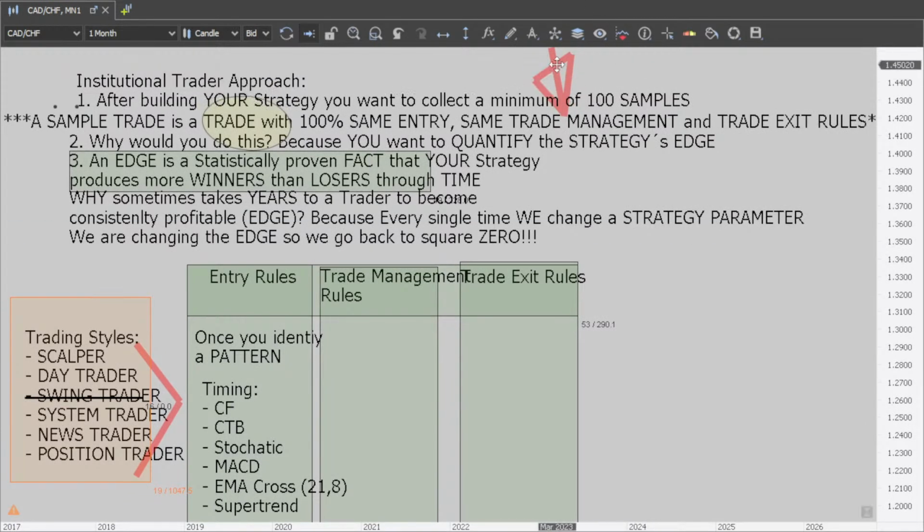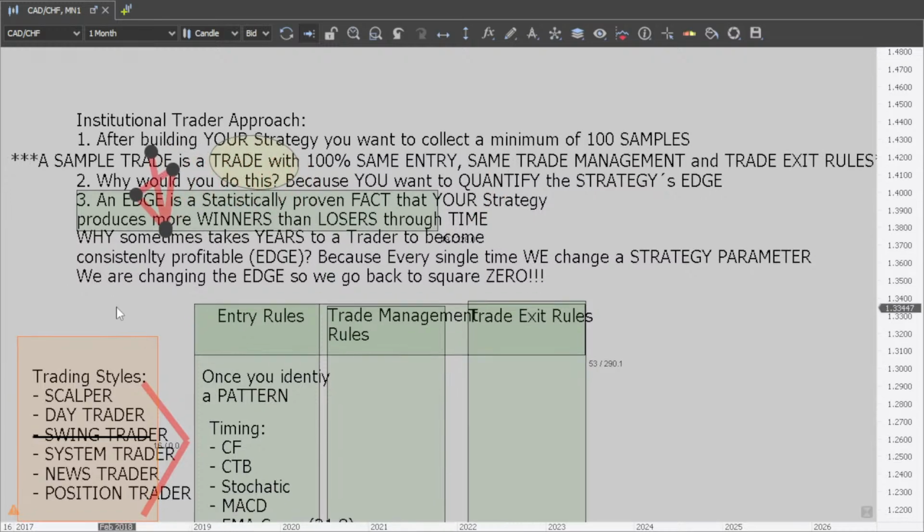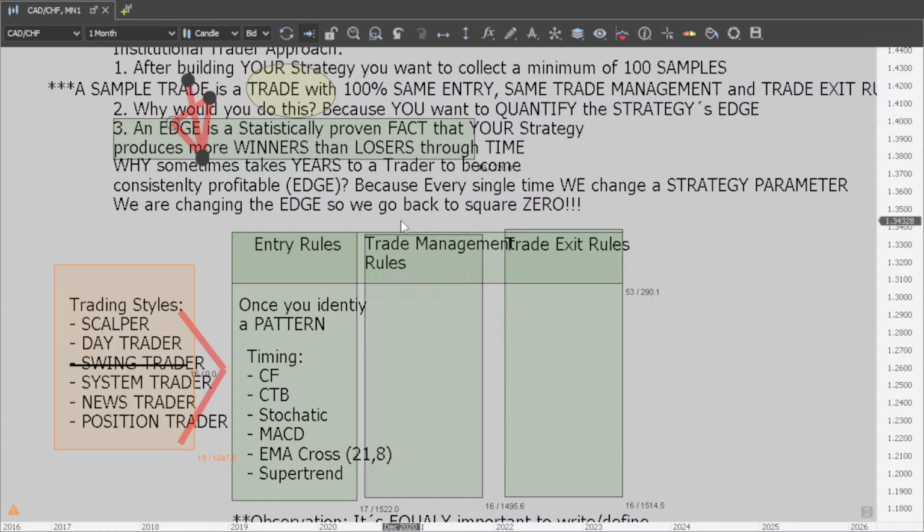Okay, we're talking about the 100 samples, and a sample trade is a trade with 100% of the time the same entry, same trade management, and same trade exit rules. Why would you do this? Because you want to quantify the so-called edge. What is an edge? An edge is a statistically proven fact that your strategy produces more winners than losers through time. Why does it sometimes take years for a trader to become consistently profitable? We're talking about the edge because every single time we change a strategy parameter, we are changing the edge. So we go back to square zero.